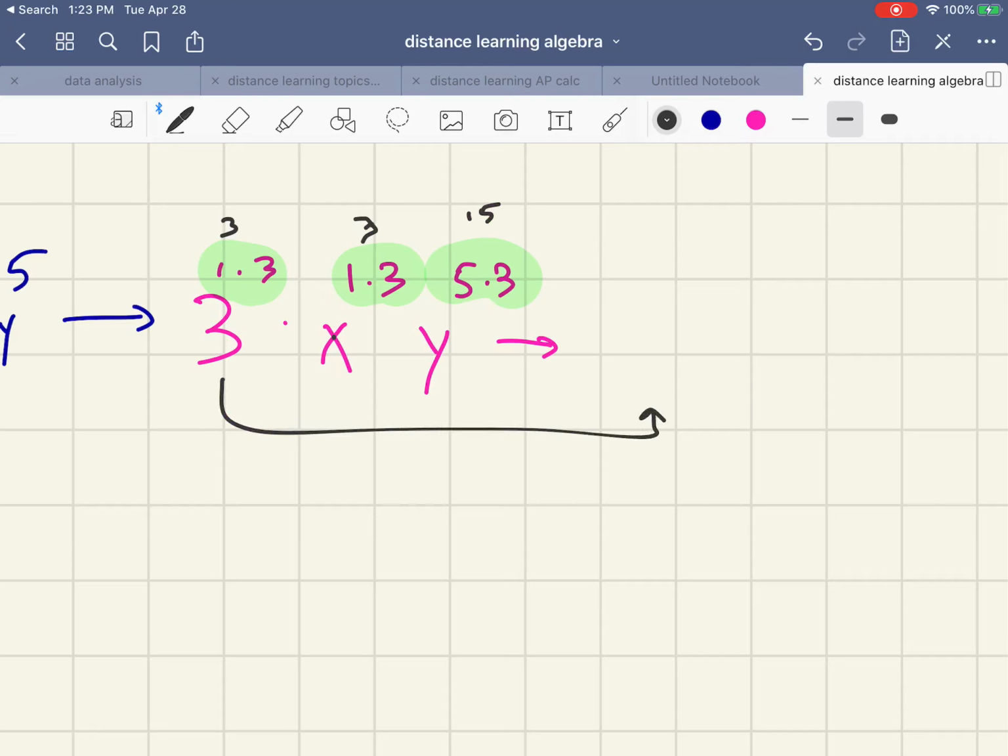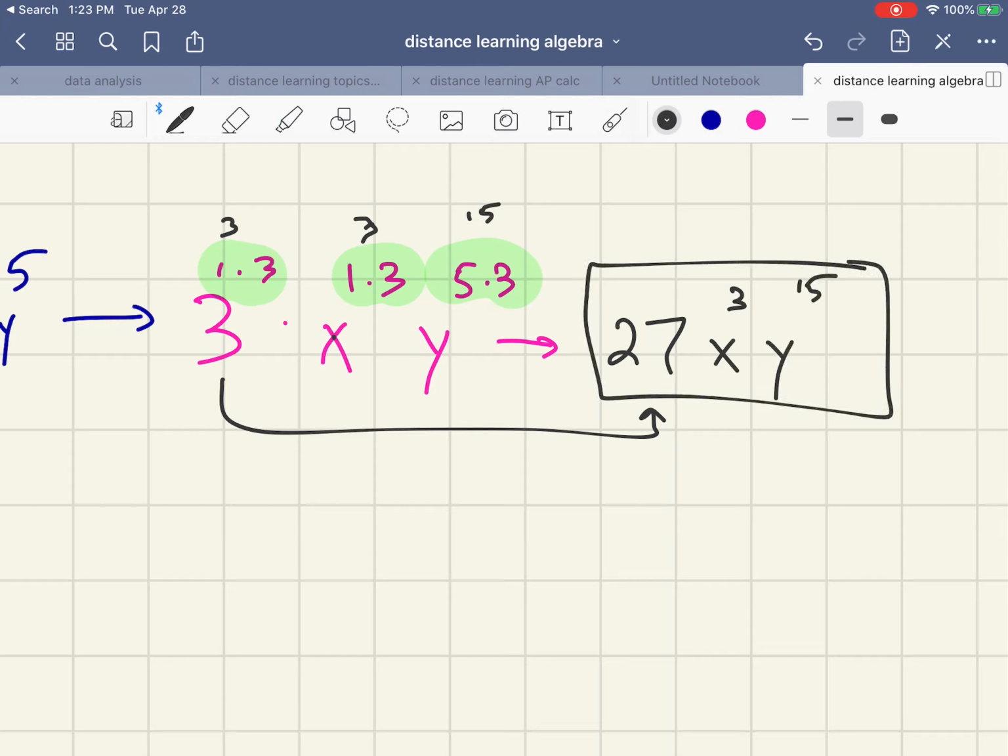Now the only thing that I would have you do is say, hey, 3 to the 3rd, that's 3 times 3 times 3, or 27. X to the 3rd is fine as it is, and y to the 15th is fine as it is.